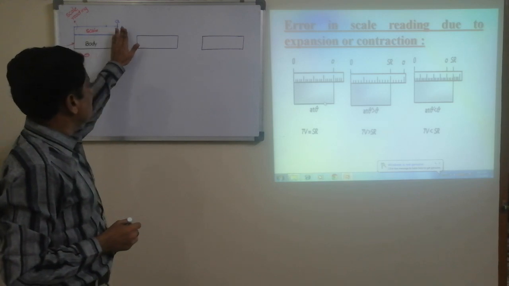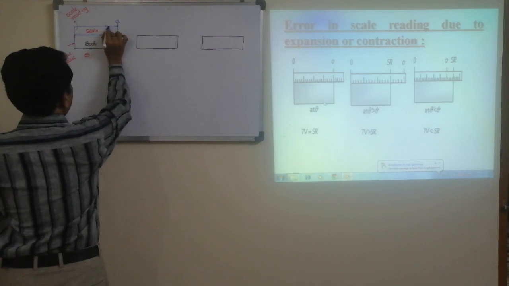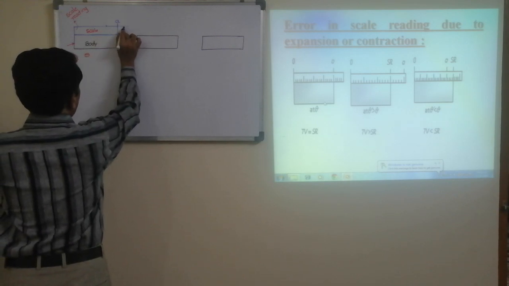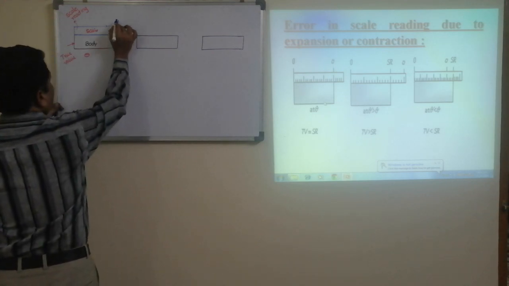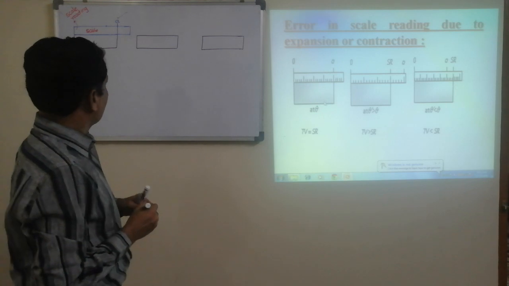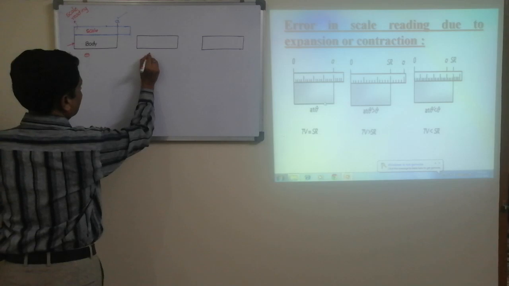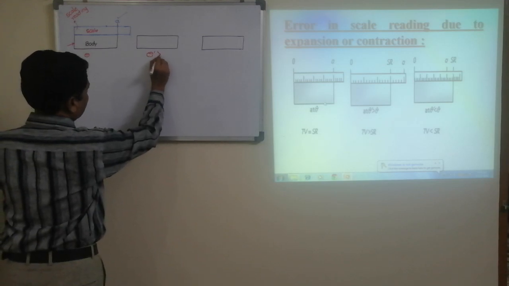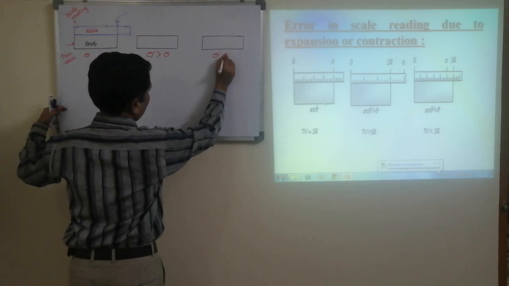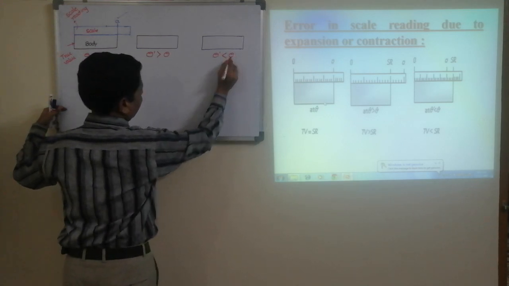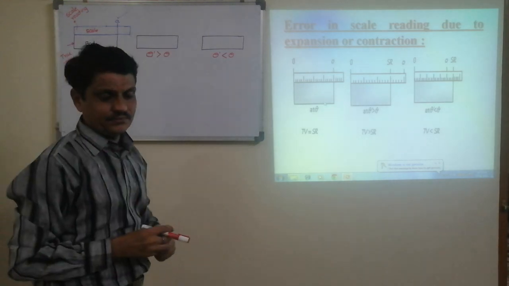Whenever I measure using the scale, I will take the scale size a little bit more. Say, I should get the value A only, whether the temperature here is more than theta, here theta dash is greater than theta. Here I am measuring the length at a temperature which is less than theta. At all temperatures, I should get the length as A only.